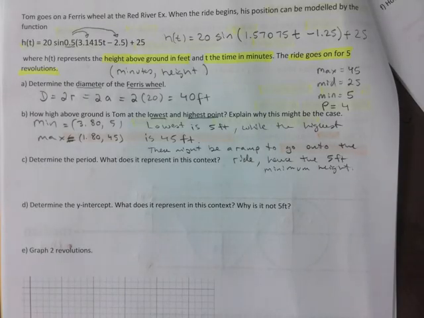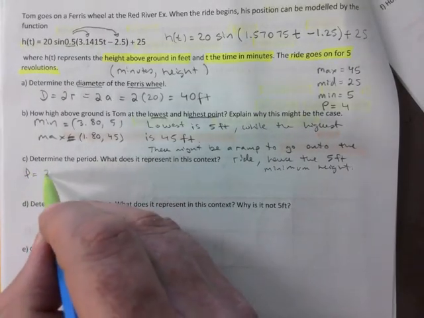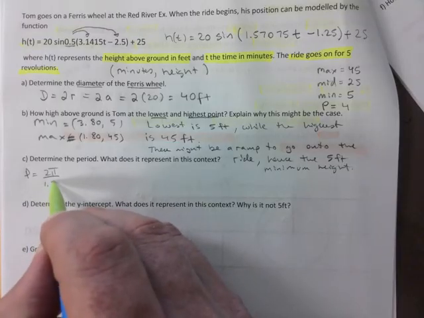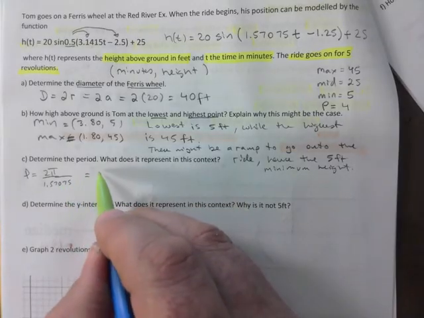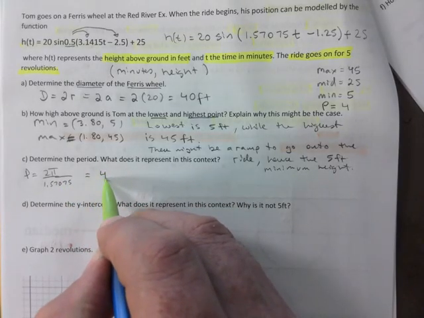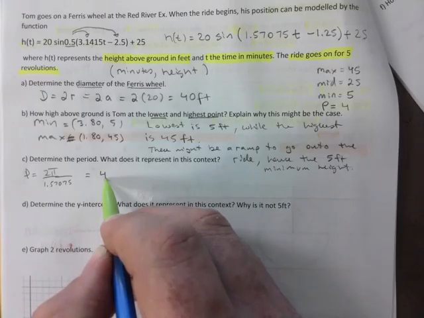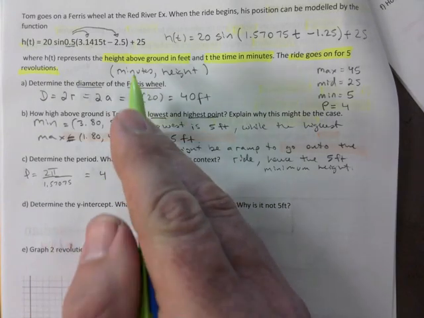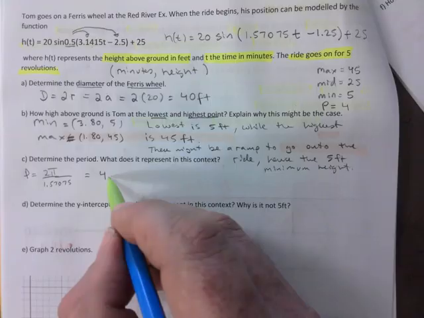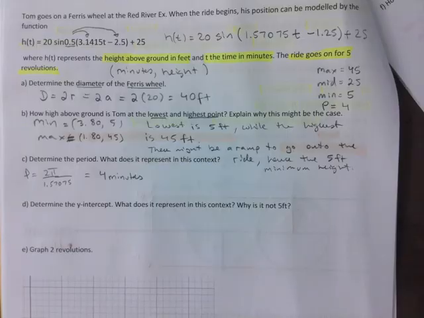Determine the period. What does it represent in this context? Let's show the work anyways. Okay, 2 pi divided by 1.57075. You get 3.999, which rounds to 4. What is my period going to be measured in? What units, guys? Whatever is along your x-axis. What is your x-axis in this case? Minutes. So it takes 4 minutes for the cycle to repeat.